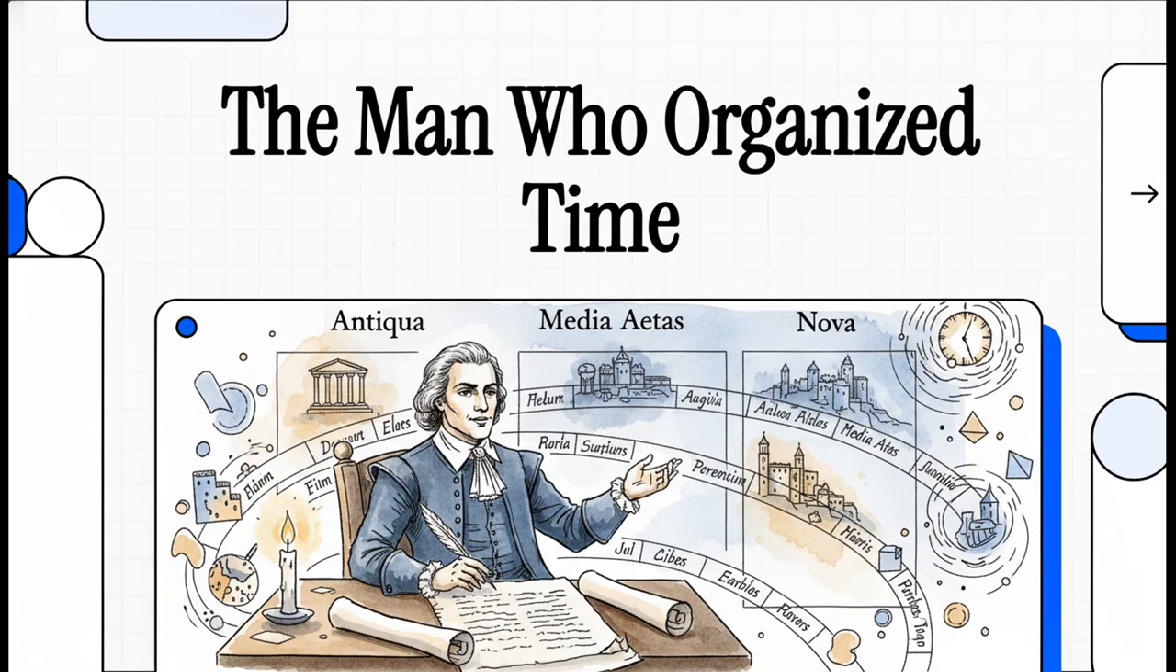You know, when you learned history in school, it always seemed so straightforward, right? All laid out in a nice, neat line. It feels like it's just a fact of the universe, like the order of the planets. But what if I told you it's not a fact at all? It was invented, designed by one man.